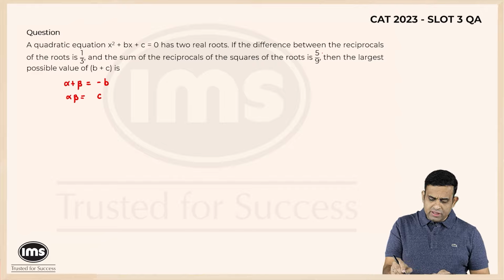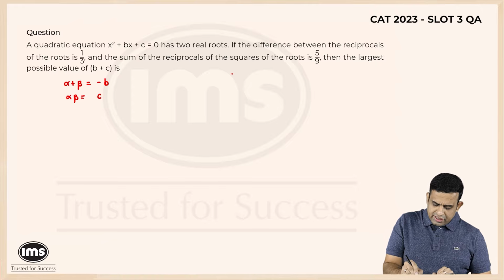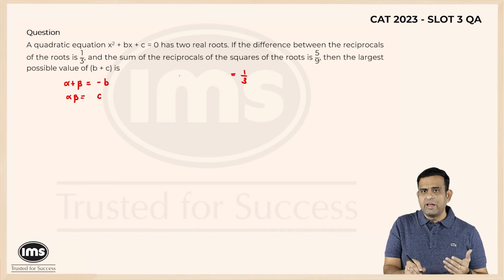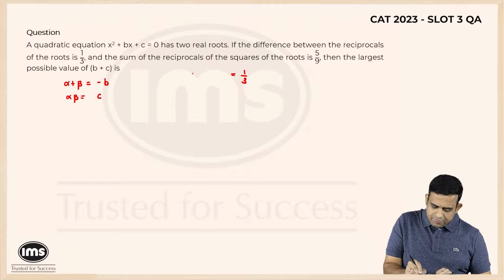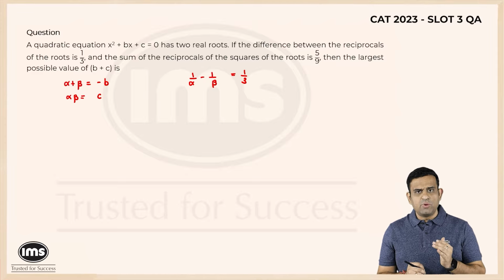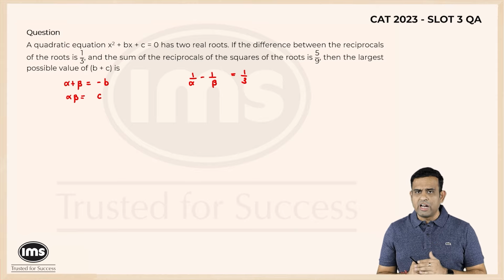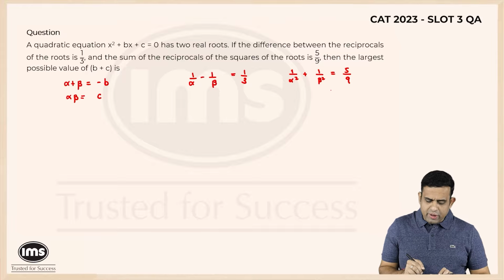If the difference between the reciprocals of the roots is 1 by 3. So what is 1 by 3? It is essentially the difference between the reciprocals. So 1 by alpha and 1 by beta are the reciprocals of the roots. So 1 by alpha minus 1 by beta is equal to 1 by 3. That is my one equation. And they are saying the sum of the reciprocals of the squares of the roots. That means 1 by alpha square plus 1 by beta square should be equal to 5 by 9.